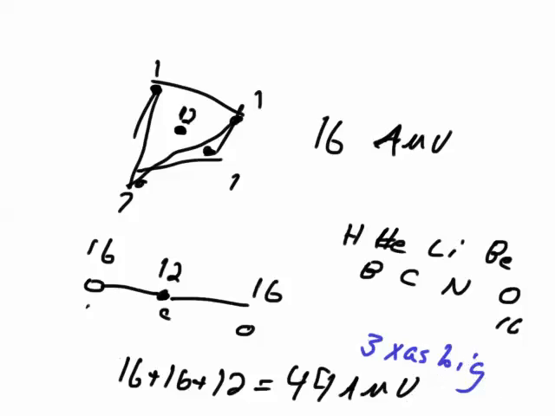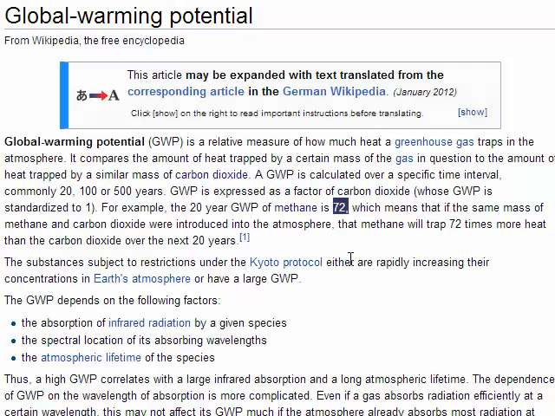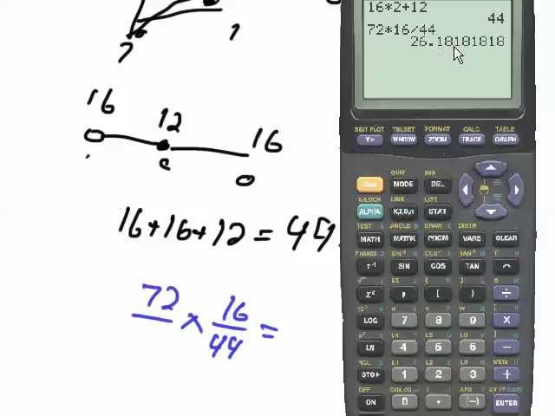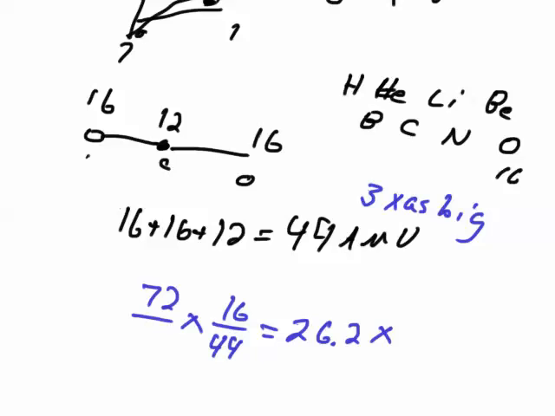by mass. So if methane has 72 times the global warming potential by mass, it's going to have about 26.2 times the global warming potential by, let's call it the molar global warming potential.